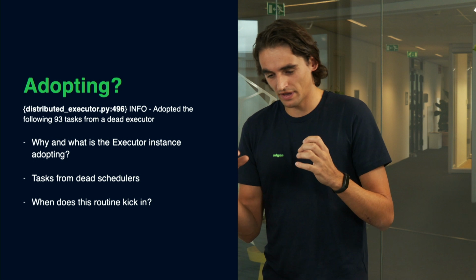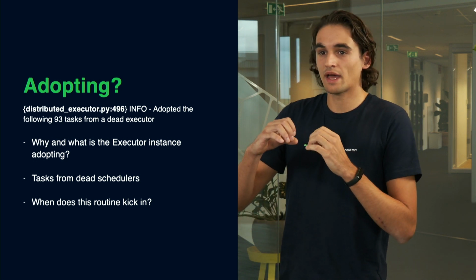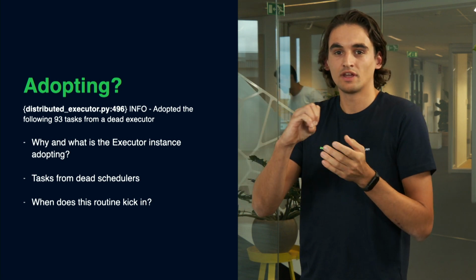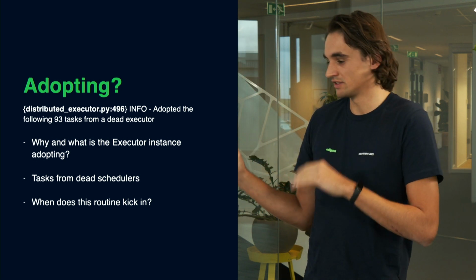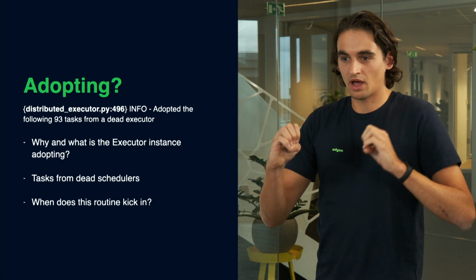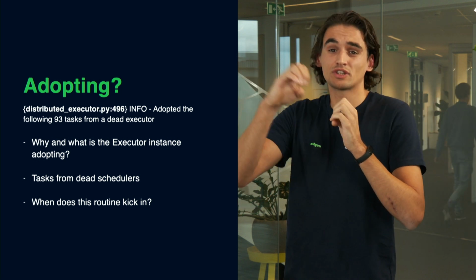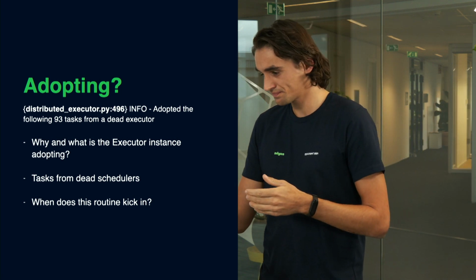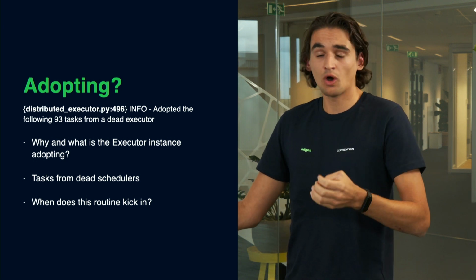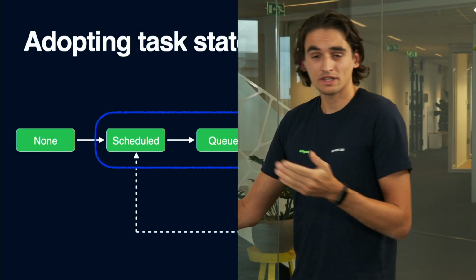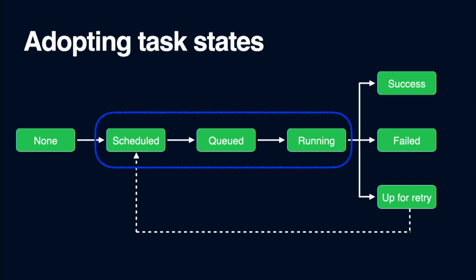When the scheduler was made highly available, it basically meant that for a scheduler, it would pick the task and look after the task from beginning to end, and then once it's finished, it's done. But then if we have multiple schedulers, then if a scheduler dies, the other scheduler needs to take over the tasks. And that's what we're seeing here. So when does this routine kick in? It's always at the start of the scheduler and every 5 minutes. So what task is it adopting? It's the scheduled, the queued, and the running tasks, because all the other ones are in a state that they shouldn't be running anyway.